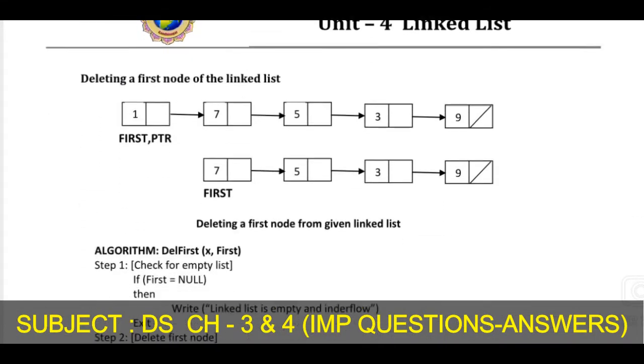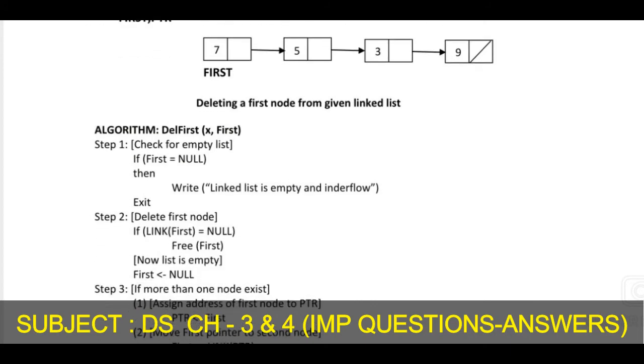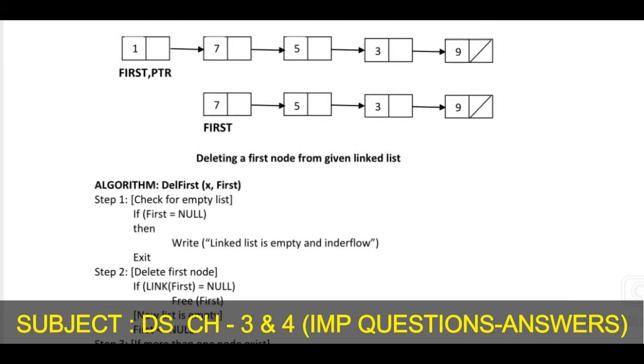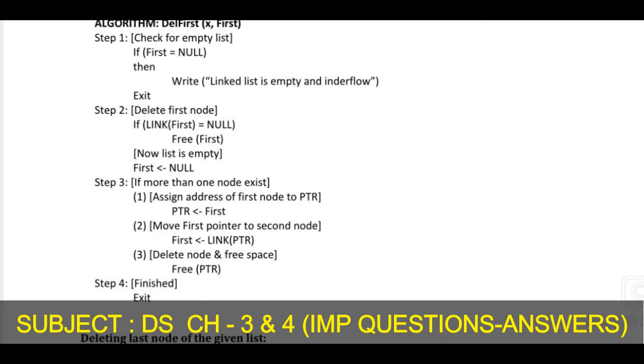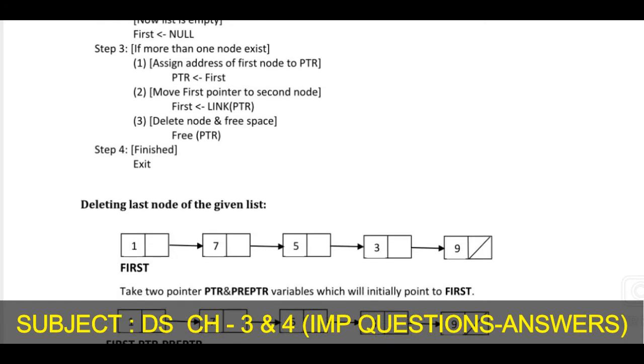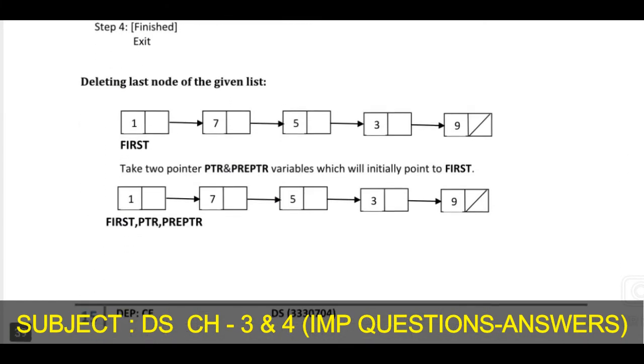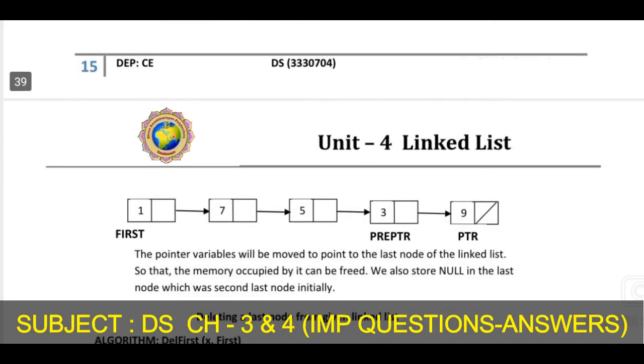But here, delete first node from the linked list is an IMP concept for the GTU exam. So delete a node, but which node? Deleting the first node of the linked list is a very most IMP concept regarding the GTU exam. So here is an example of a linked list with its algorithm step, how to delete the first node from a given linked list, and here how to delete the last node from the given linked list.